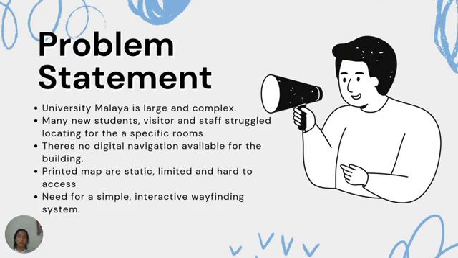University of Malaya is large, especially the faculty's building, which has multiple floors and many types of rooms such as labs, lecture halls, and toilets. New students or visitors often get confused and waste time trying to find a specific room. There is no digital or interactive system that can help to guide them.